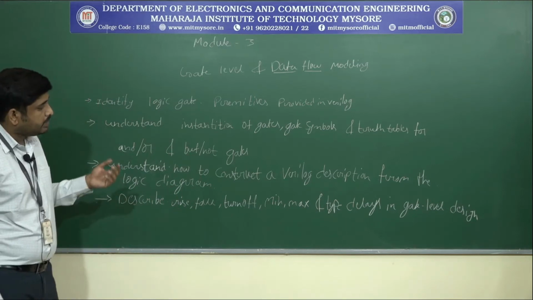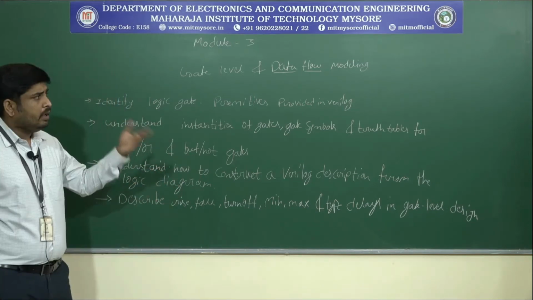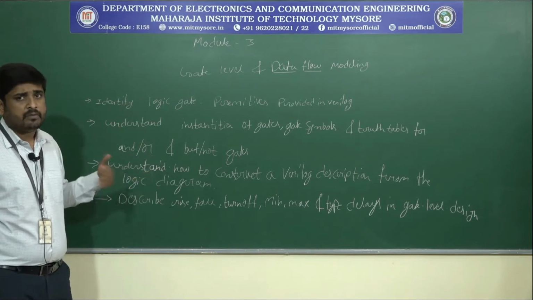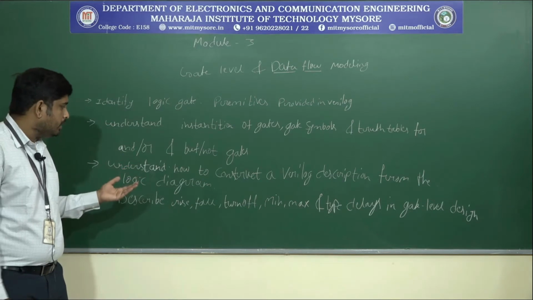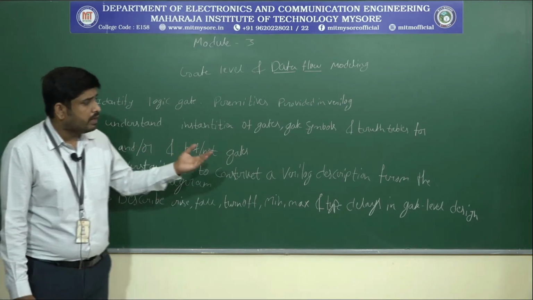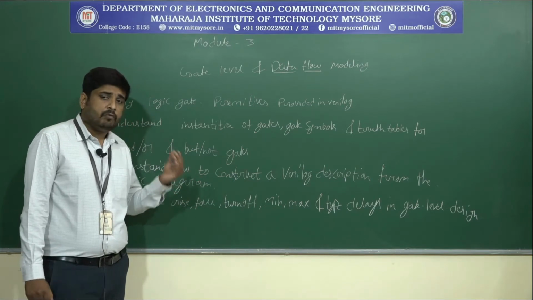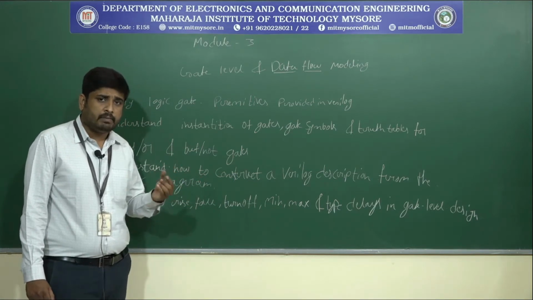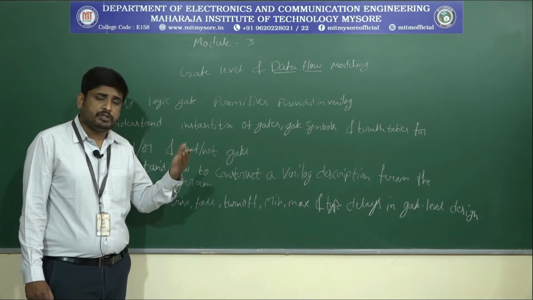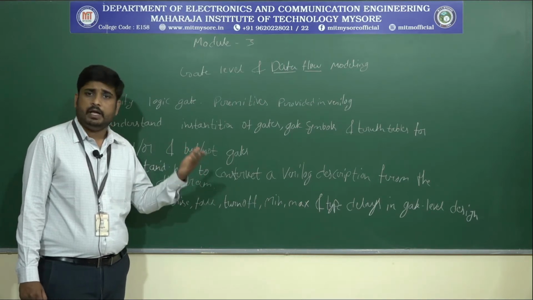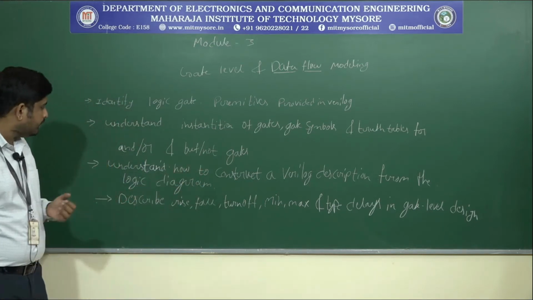Then next, understand how to construct a Verilog description from a logic diagram. In other descriptions we write code based on a truth table and equation, but here we construct the Verilog description from logic diagrams. It means first we have to draw the logic diagram, then based on that logic diagram we instantiate each gate, then we write the coding. That is the third learning objective.